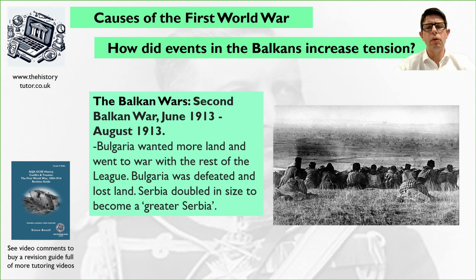So then there was a second Balkan War from June to August 1913. Bulgaria, unhappy at the deal with the Balkan League, as they only had a small piece of land, went to war with the rest of the League, but Bulgaria was defeated and Serbia took huge chunks of land and became known as Greater Serbia.